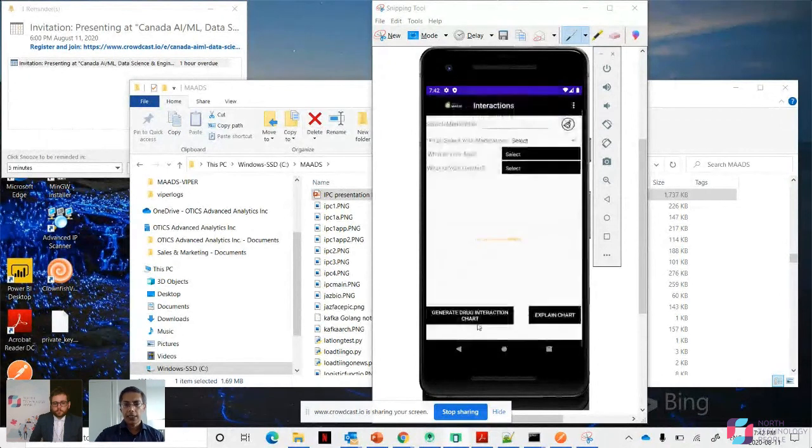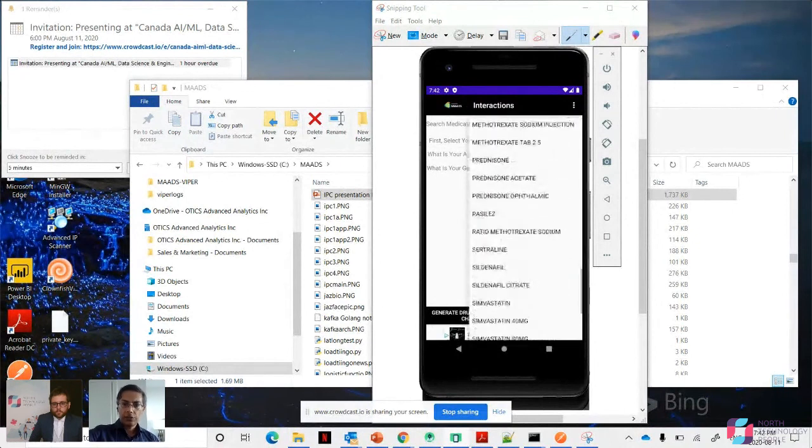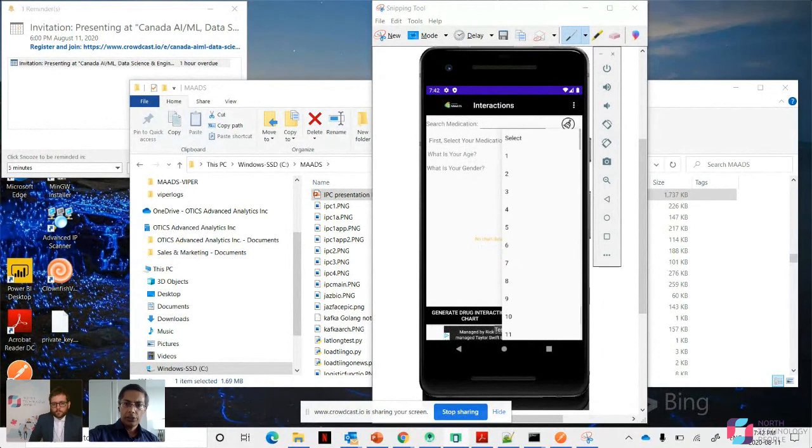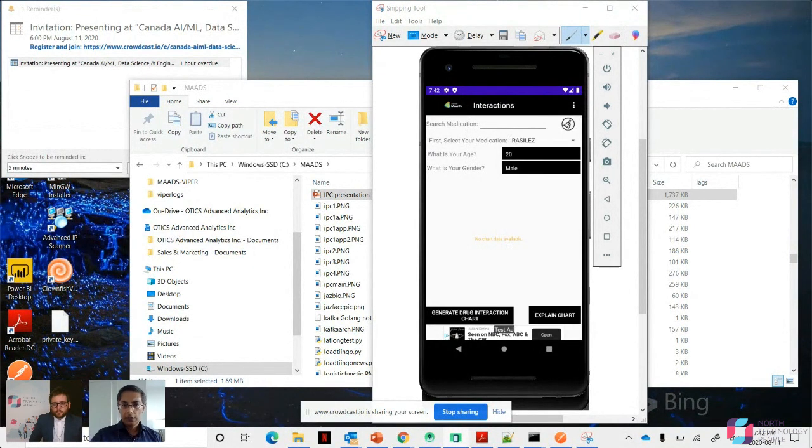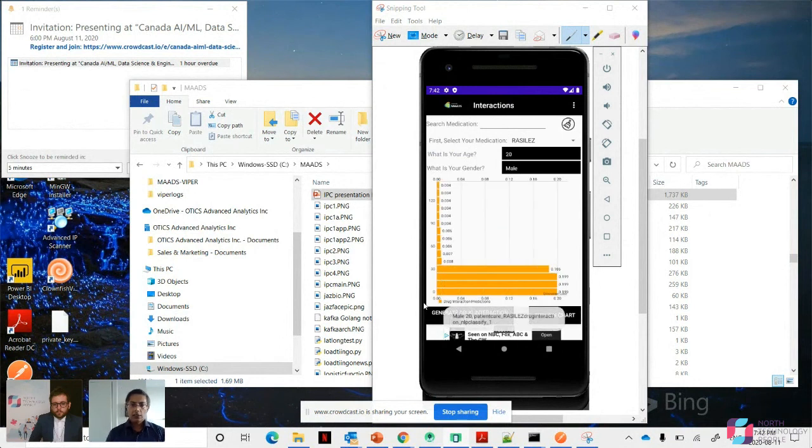So once you hit accept, if you choose a medication here, choose any one. There's quite a bit. Rationale. Choose that one. You can choose your age. Say I'm 20 years old, maybe a male. Well, I am a male. Hit drug interactions. The Android simulator sometimes gets a little finicky. There you go. So now you've got result data, right? Or you've got a visualization for what this actually means.